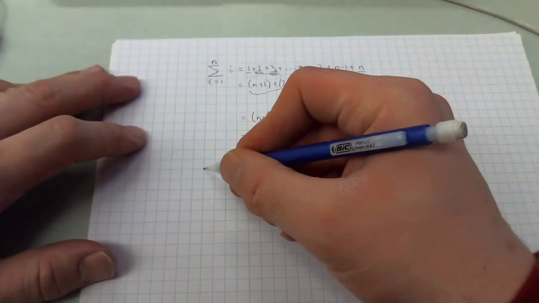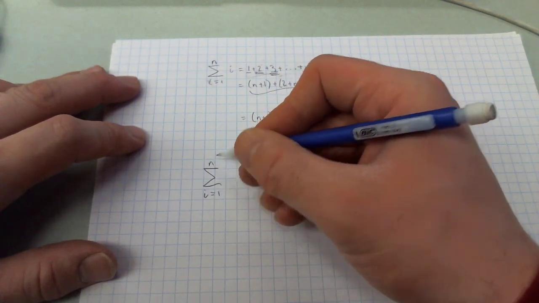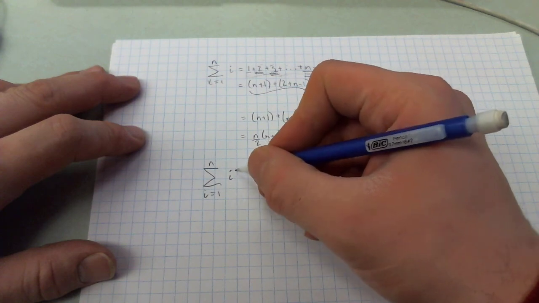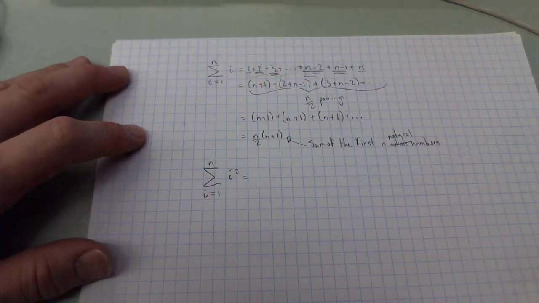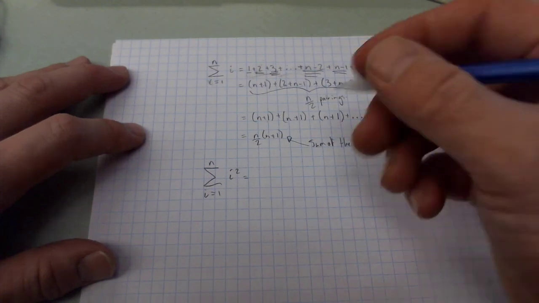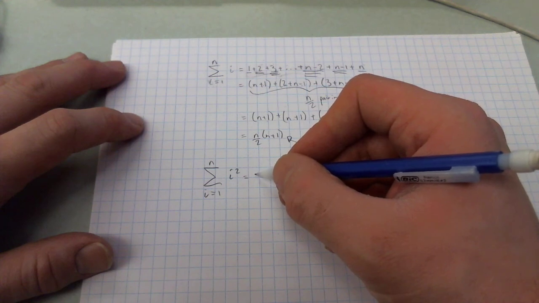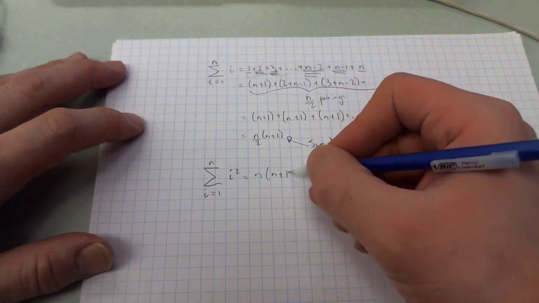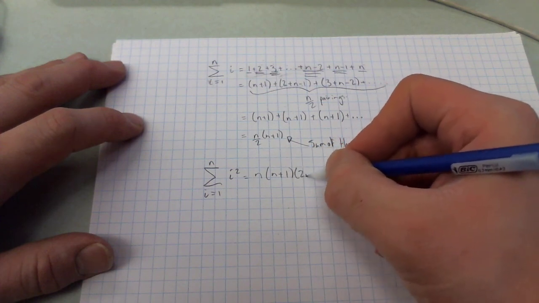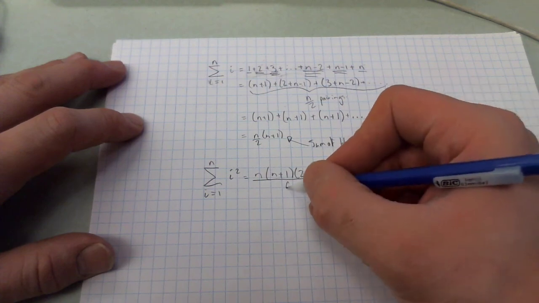Another interesting one is the sum of the first n squares. Now, we can go ahead and determine this, and it turns out to be n times n plus 1 times 2n plus 1 over 6.